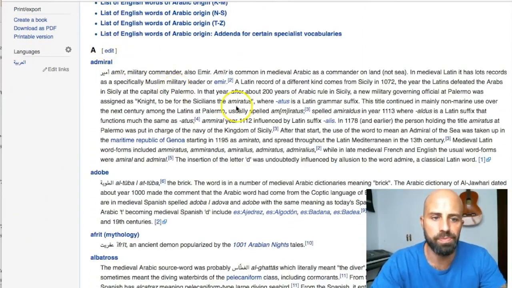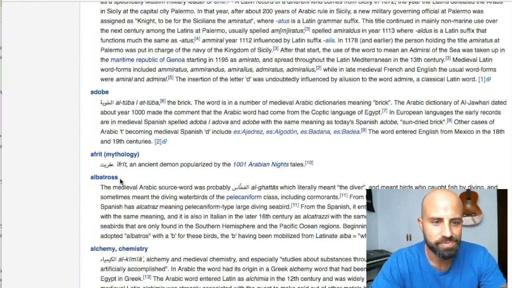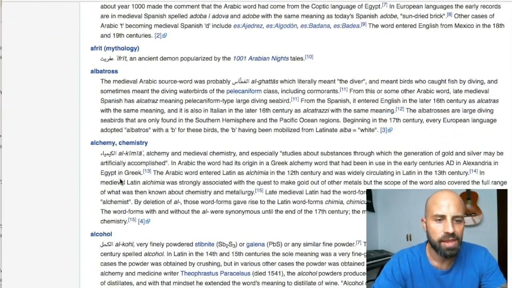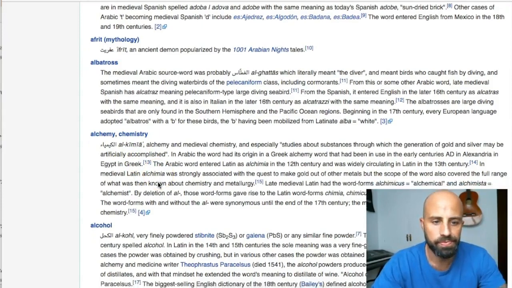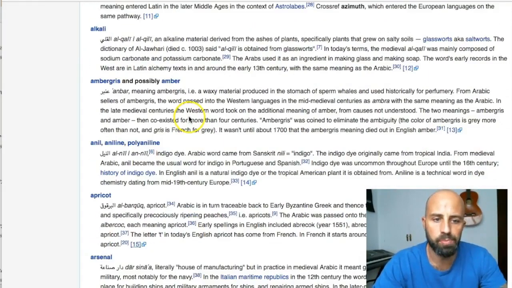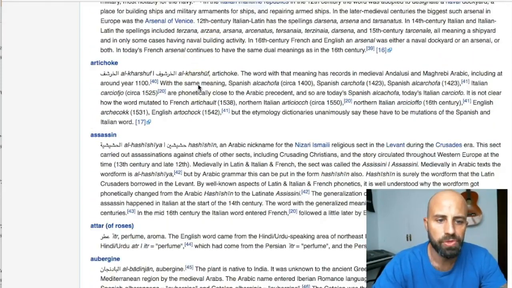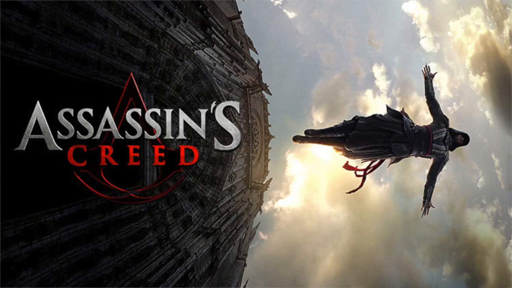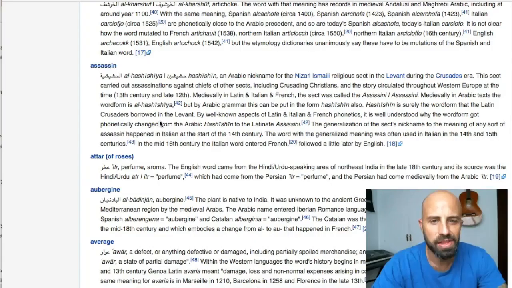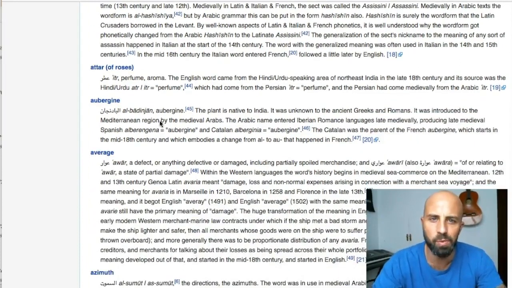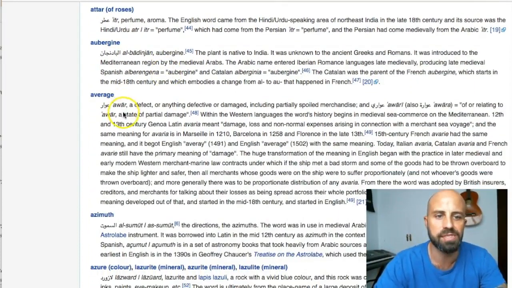For example, Admiral, Adobe. Who knew Adobe came from Arabic? You may have. Alchemy, and the word chemistry came from Arabic. Alcohol, apricot, the fruit. Who knew? Artichoke. This was interesting. Assassin. Assassin's Creed. Interesting. I really enjoy where words come from. I guess it's awar. Am I pronouncing that correctly? Awar.